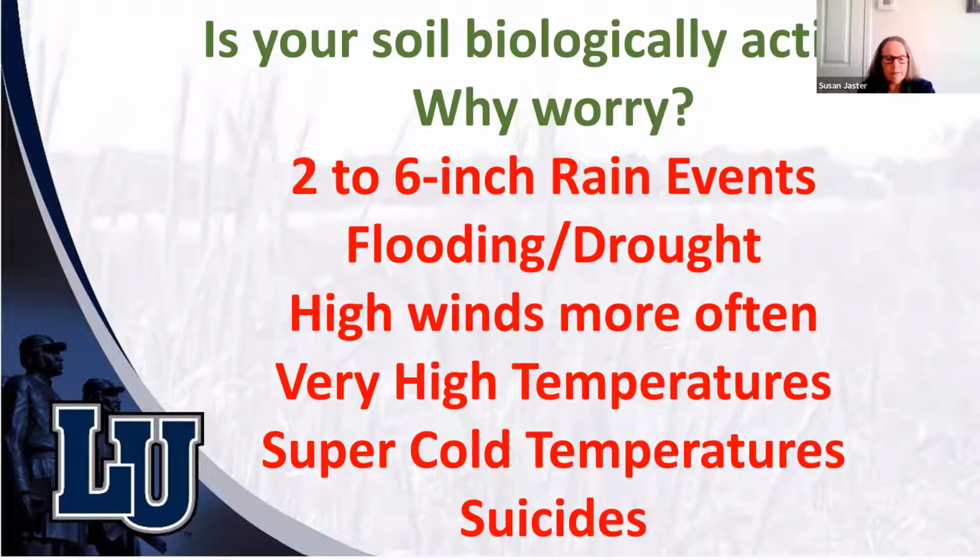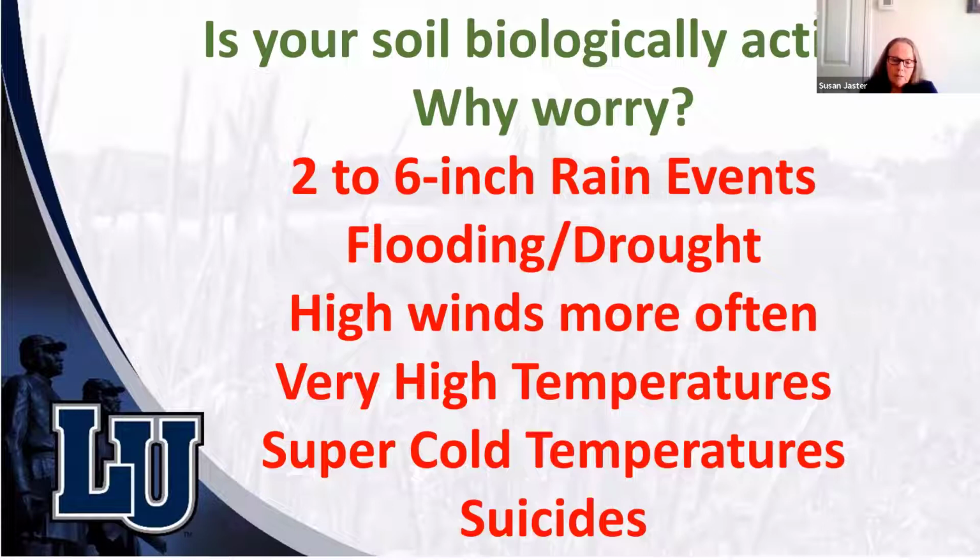But it's super important to have this biologically active soil, because that helps us to tolerate a 2 to 6 inch rain event. And we know now, according to weather reporting, meteorologists and things like that, that we're going to see more of these 2 to 6 inch rain events. It's going to be more and more common. So if we have biologically active soil, we have fewer problems with this.